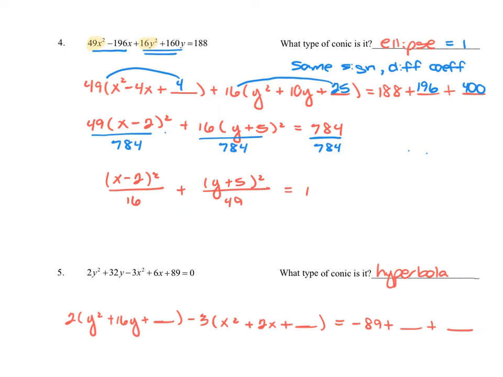Real quick note here, you'll notice that on this problem, the 16 and the 49 flipped places. Do not assume that that's a pattern. That just happens to be the way this problem was written. That does not always happen. The other thing with our ellipses is we will write the x squared term first, so do get in the habit of writing it that way. So there's our final answer for our ellipse.